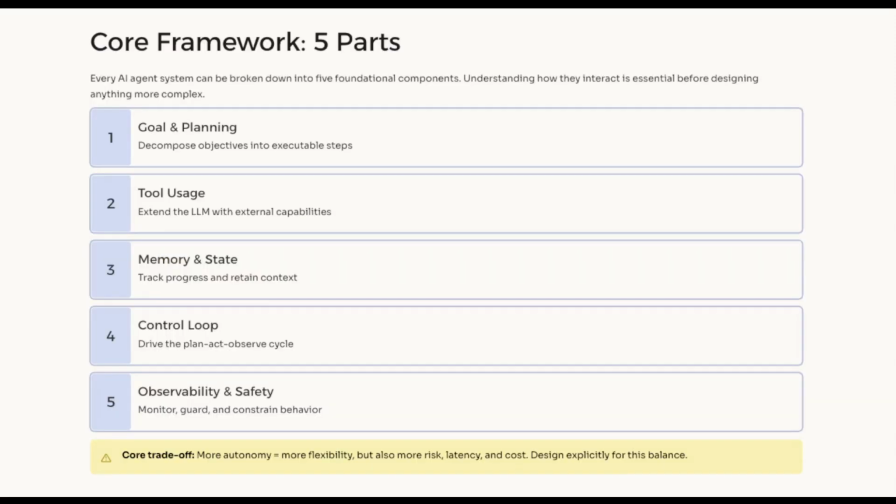Now let's start with the core framework. When I think about AI agent design, I usually break it down into 5 parts. First, goal and planning. Second, tool usage and execution. Third, memory and state management. Fourth, control loop and observability. And finally, safety, latency, and cost. The main trade-off is autonomy versus reliability versus cost. More autonomy makes the agent more flexible, but it also increases risk, latency, and cost.